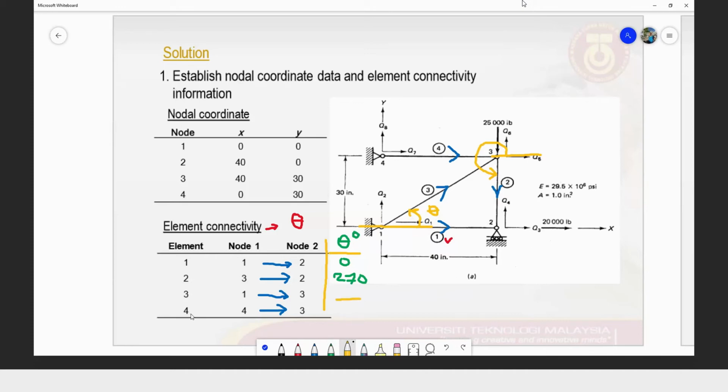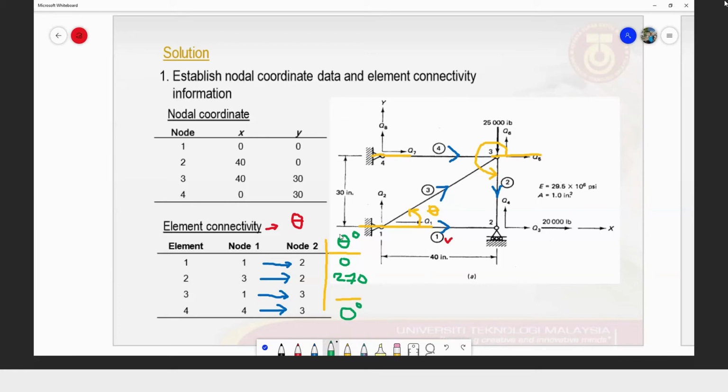For element number 4, this is very similar to number 1. 360 or 0 will actually give you the same angle if we take the cos and sine. So for element number 4, our element here is moving from 4 to 3, along this line, so our angle will also be equal to 0.